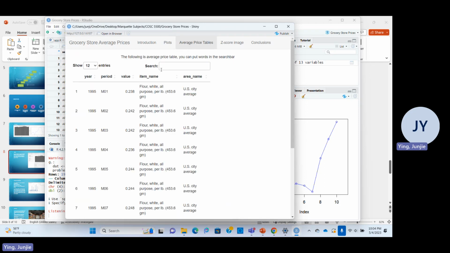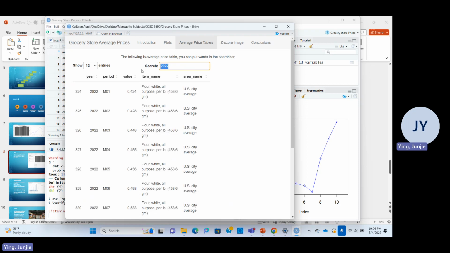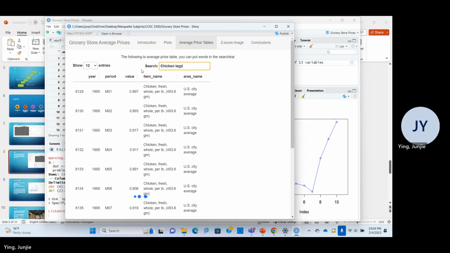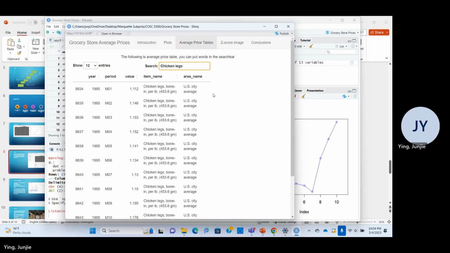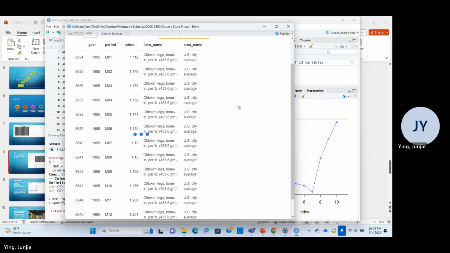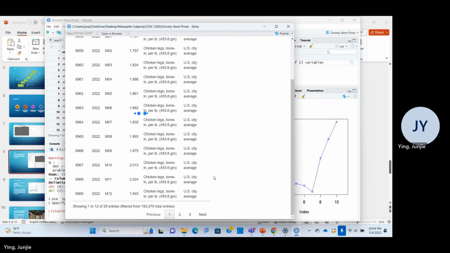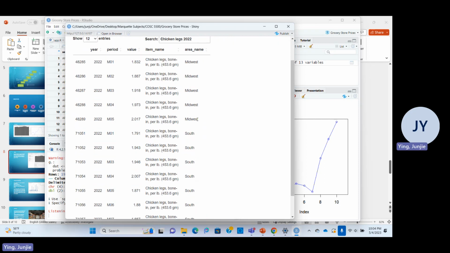Next is average tables. It will show 12 entries by searching something like 2022. This is the year, and the same for chicken legs, next in 2022. Yeah, we are going to see the average price first for food, for legs.